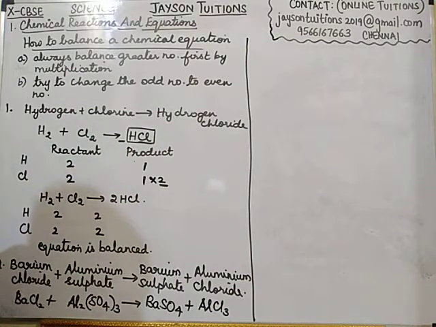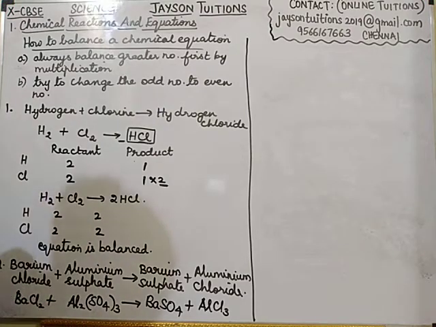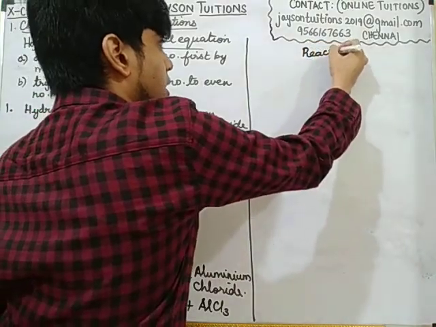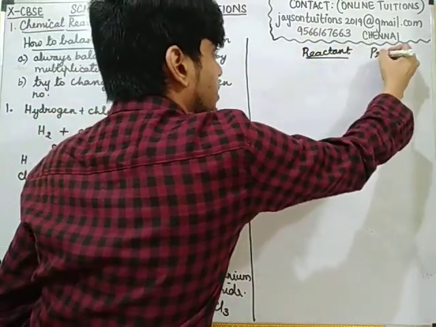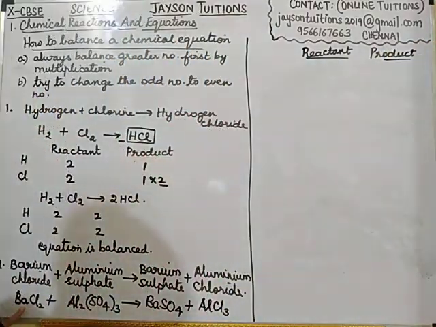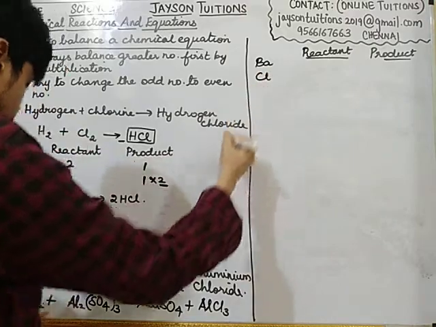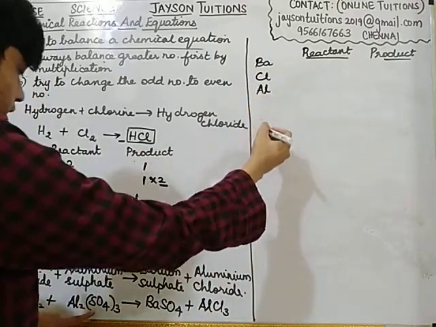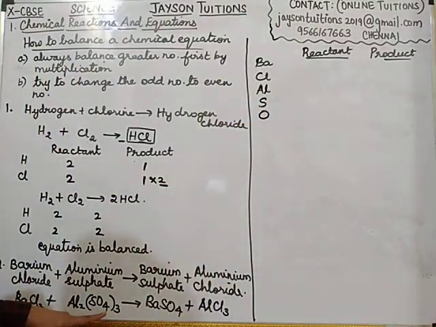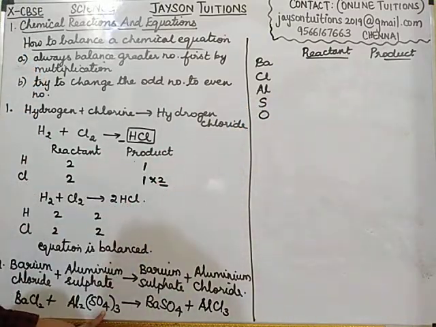Okay, now I have to balance this equation. I have written the equation, now I have to balance it. So for that, on the reactant side, how many atoms are there? And then on the product side, how many atoms are there? That I will be writing. So what are the atoms present here? First barium, then chlorine, then aluminium, and then sulfur, and then oxygen. Okay, so for SO4, don't write SO4 together. Sulfur separately, oxygen separately you have to write.